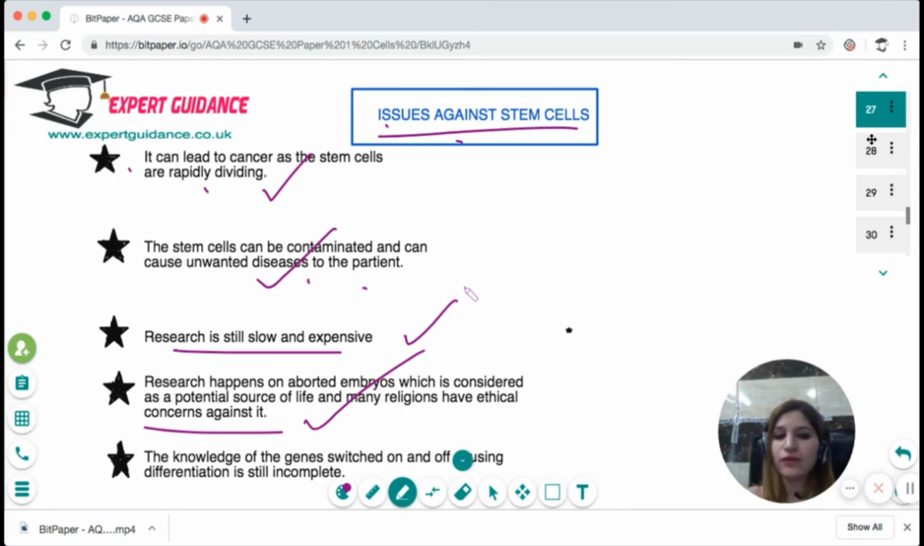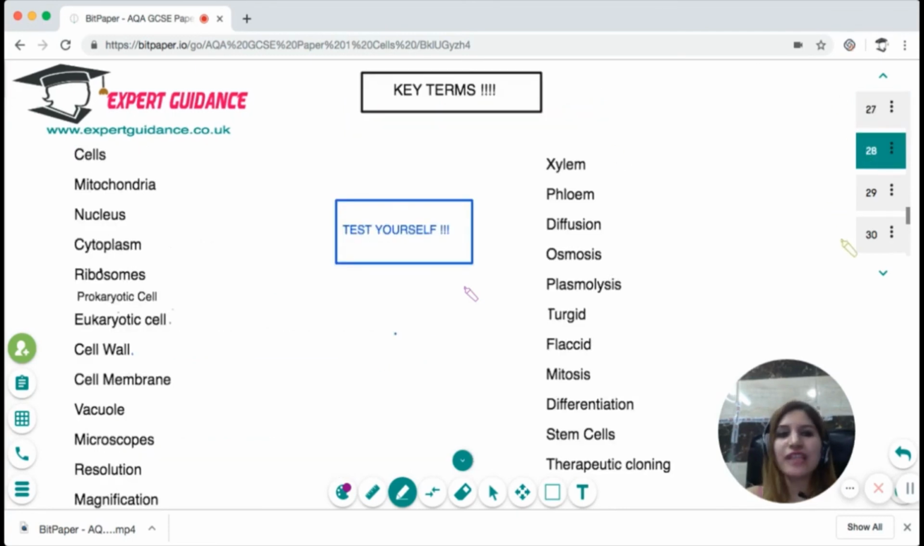Okay, so I hope we have covered this topic in much detail, and I have tried to cover the maximum of your specification. Now it's the time to test yourself by seeing if you know these key terms.